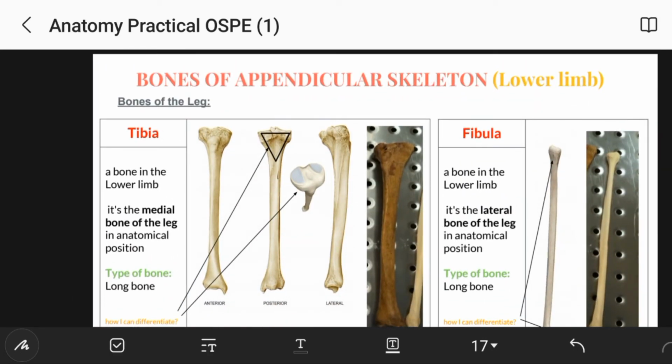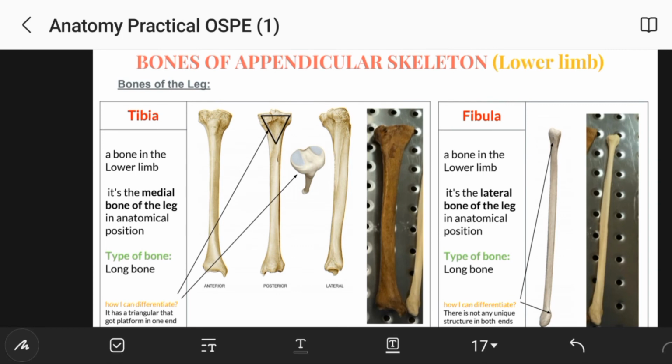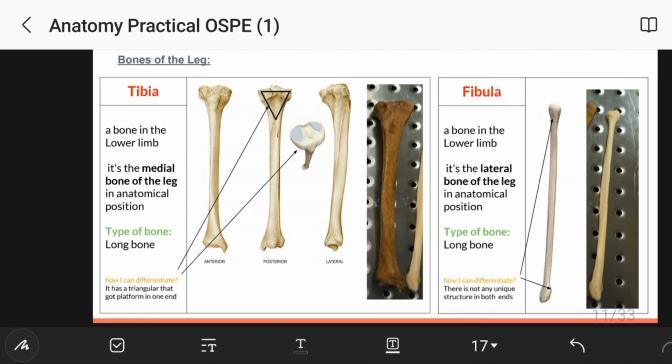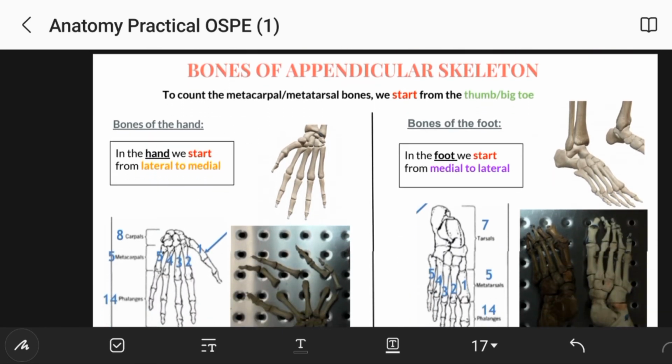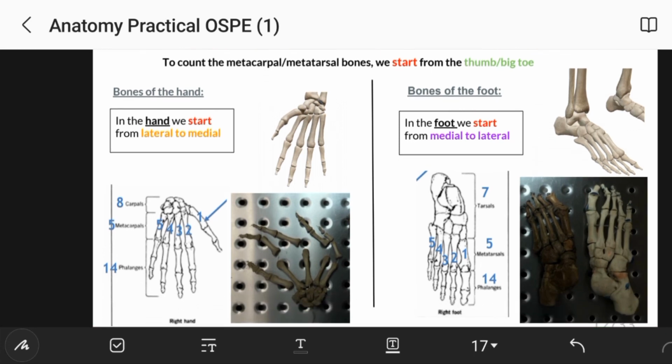Then we have the bones of the lower limb, which also come under the category of the appendicular skeleton. Here we have the tibia, which is a long bone and located on the medial side of the leg, and the fibula, which is also a long bone and it is located on the lateral side of the leg. Fibula is a very weak bone and commonly fractures occur on fibula. These are the bones of the appendicular skeleton, where they form the bones of the hand and the foot.